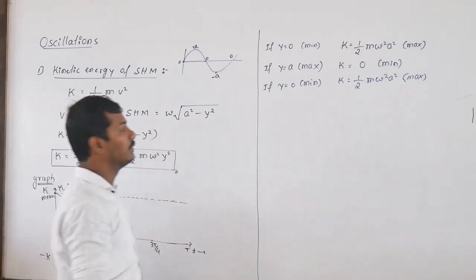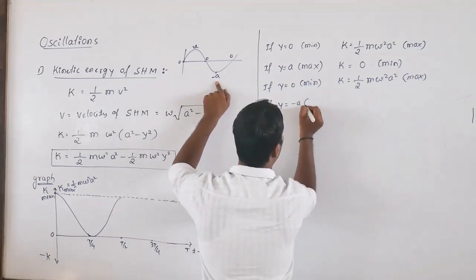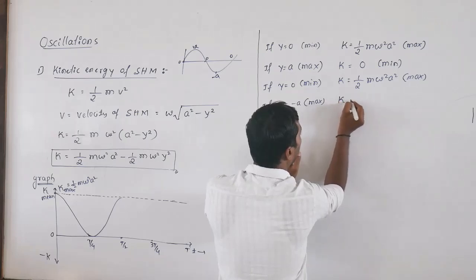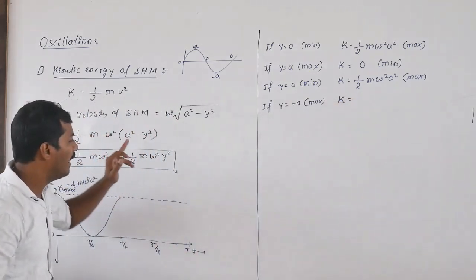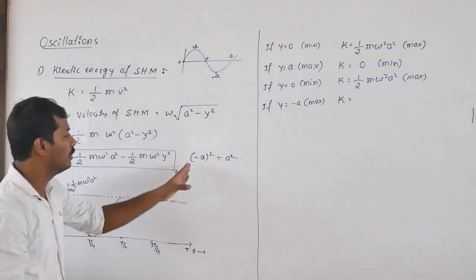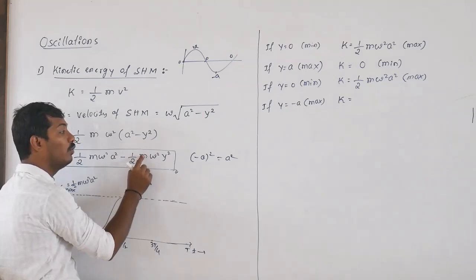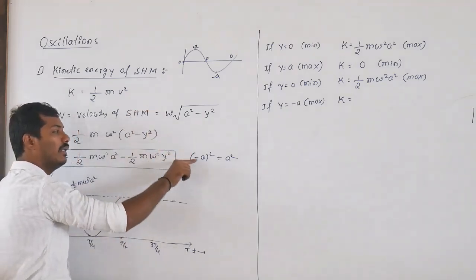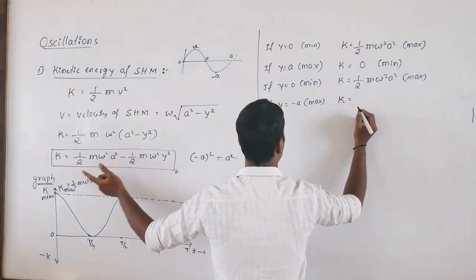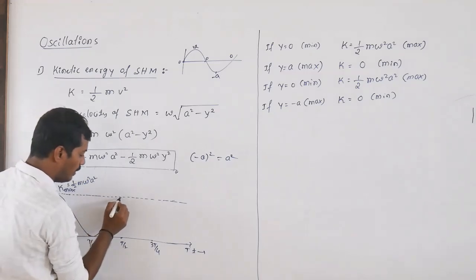Then the next one is, if y is equal to minus a, it is also maximum in the negative direction. So what is the kinetic energy? See here, y equal to minus a means minus a square is nothing but plus a square, because minus into minus becomes plus. So 1 by 2 m omega square into a square minus 1 by 2 m omega square into a square, because minus a square is again a square only. These two are the same term, and subtraction of the same term is 0. Again it is the minimum.